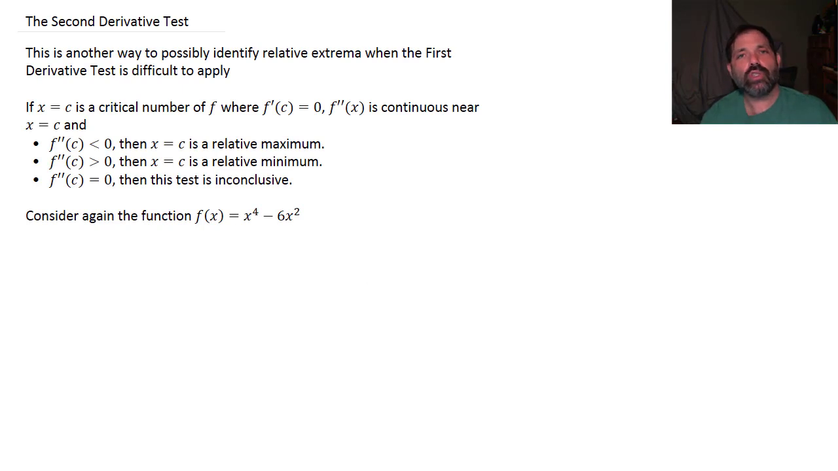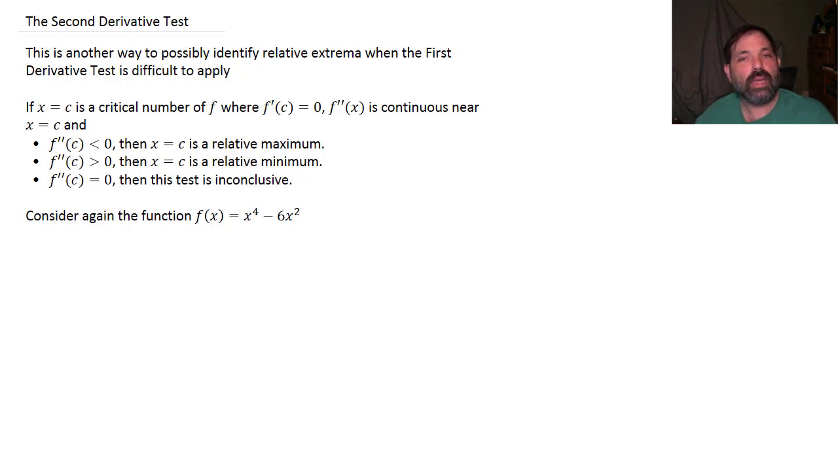Okay, so also related to the second derivative is a test called the second derivative test. And it's a test that can be used to possibly identify relative extrema when the first derivative test might be difficult to apply. And here's what it says. First, c must be a critical number where f prime of c is 0. All right, so it's a critical number. And the second derivative must be continuous near c.